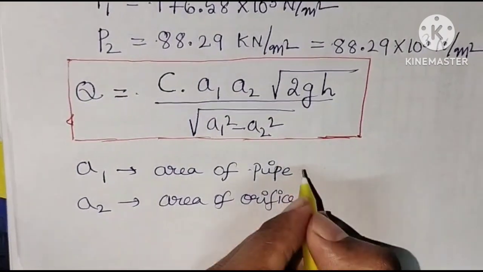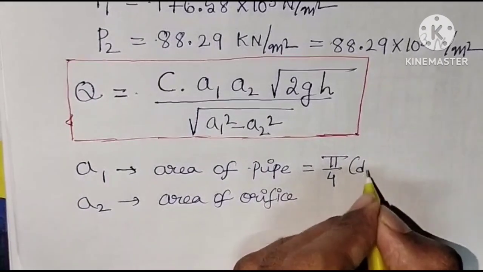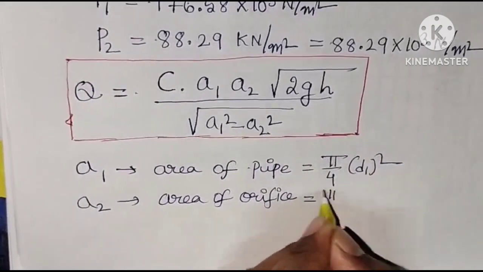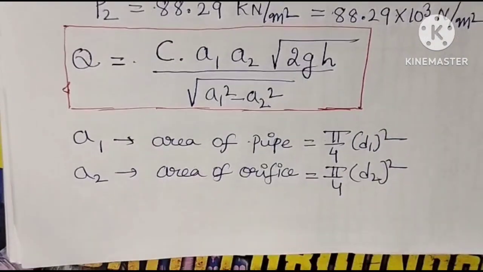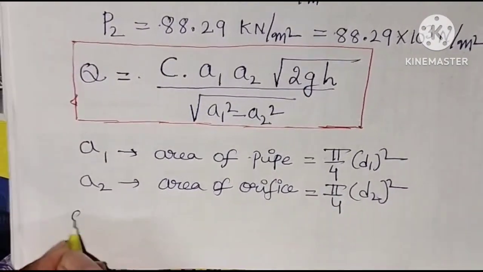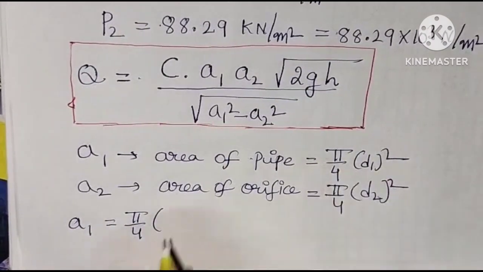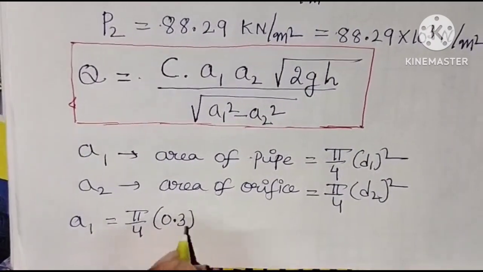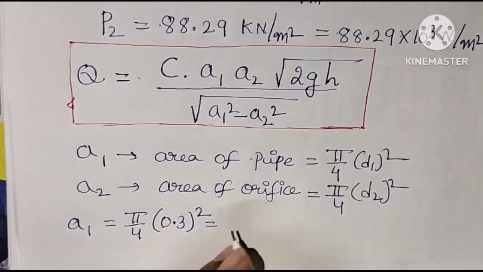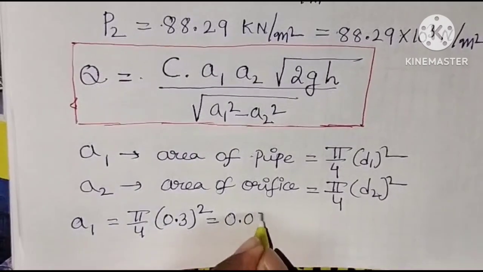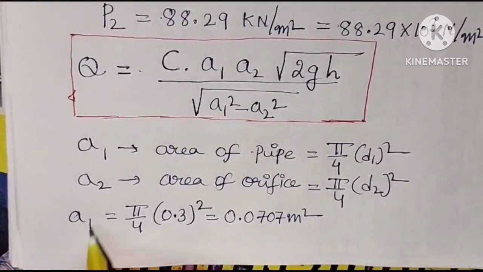So area of pipe formula is pi by 4 into d1 square. Area of orifice is pi by 4 into d2 square. Let us find A1 and A2. A1 is equal to pi by 4 into d1 square. Diameter of pipe is 0.3 meters, so pi by 4 into 0.3 whole square. You will get approximately 0.0707 meter square.